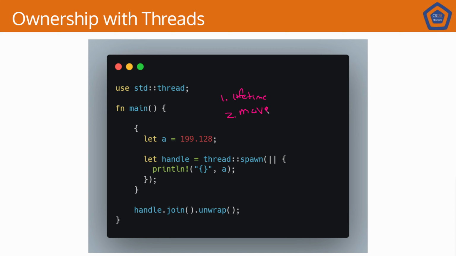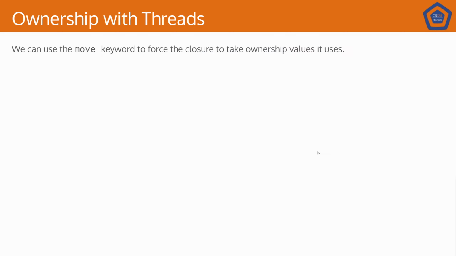It's not. Okay, the second option is to just move ownership of A into the thread. So we don't need access to A after this, and so we can just give this to the thread, and it'll determine when to drop it. And of course, we do this with the move keyword. And so it's very easy.